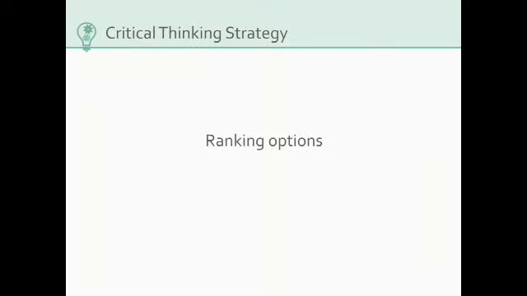Let's recap today's lesson. We've been talking about the critical thinking skill of ranking options. We learned about the 3 steps we need to take in order to rank several options: listing the important qualities, evaluating each option, and comparing the options. Ranking helps us make smart, informed choices.